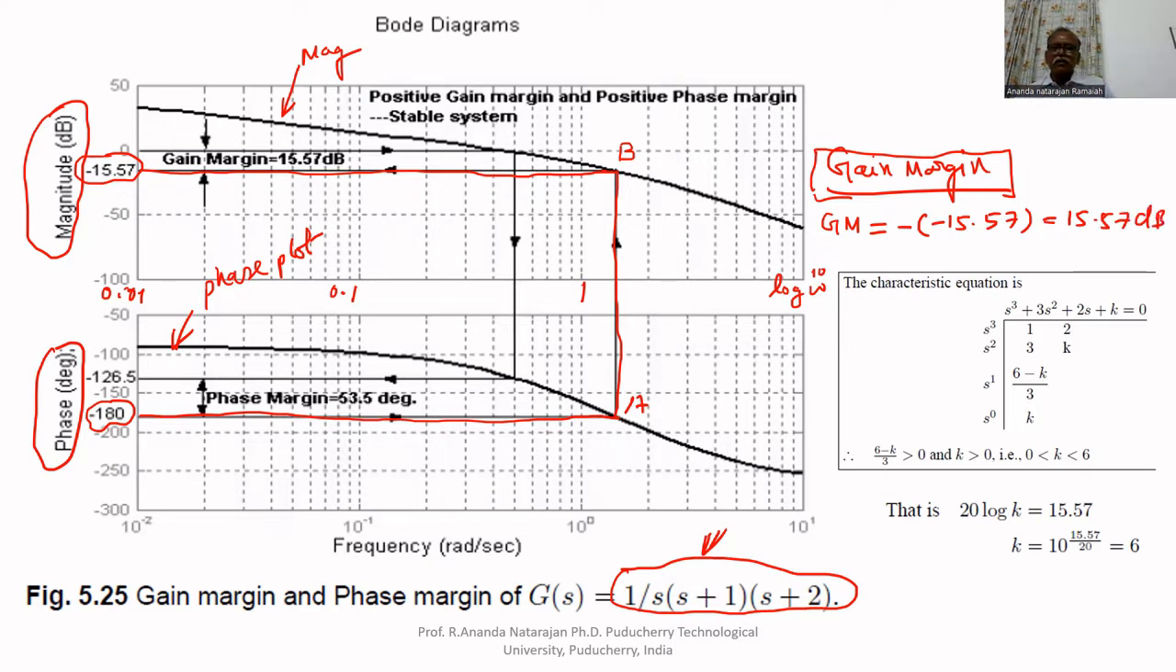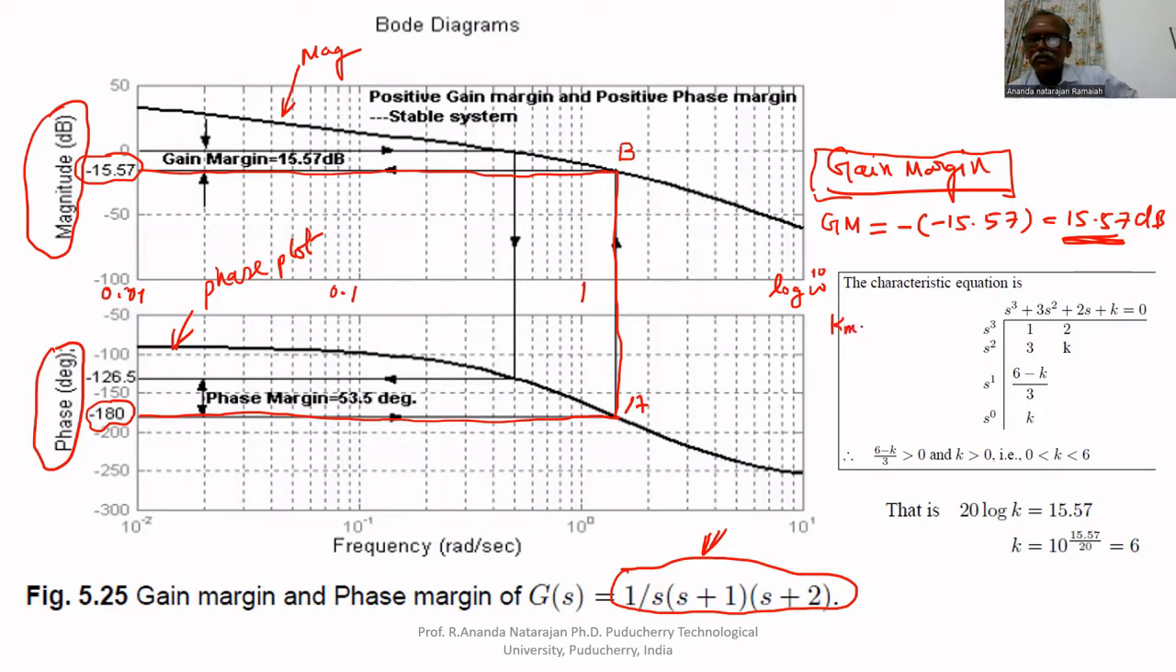The meaning of this gain margin is that if we increase the static gain in the closed loop by 15.57 dB, then the system will be on the verge of instability. That is the meaning. It is in decibel scale. This is equivalent to finding the gain in the root locus or Routh array, that is Kmax.